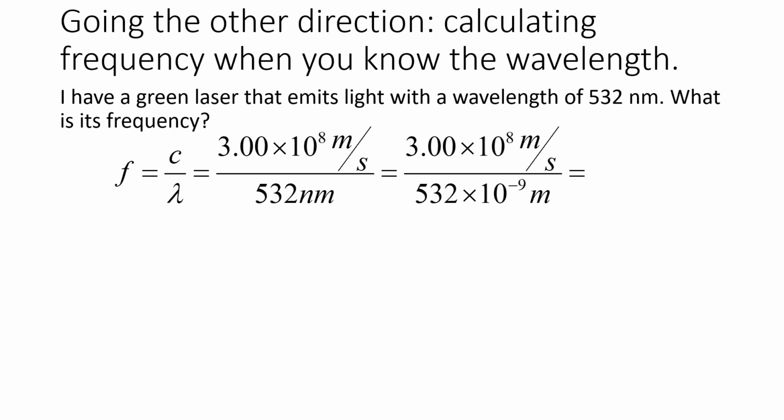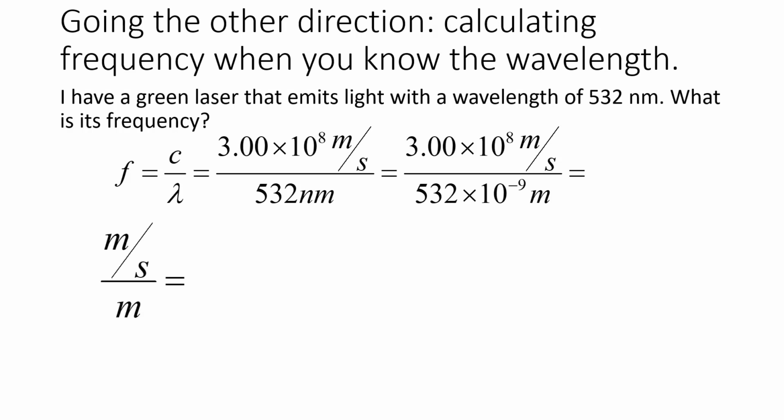When you know the wavelength, you divide c by the wavelength, and that will equal the frequency. And so on top, I'll have 3.00 times 10 to the 8th meters per second over 532 nanometers. Now, in those nanometers, I'm going to replace n with times 10 to the minus 9th, and that's something I can plug into my calculator.